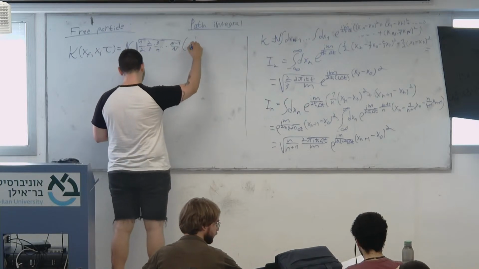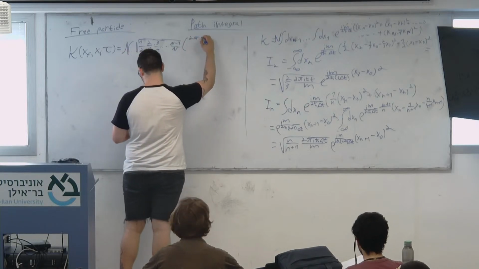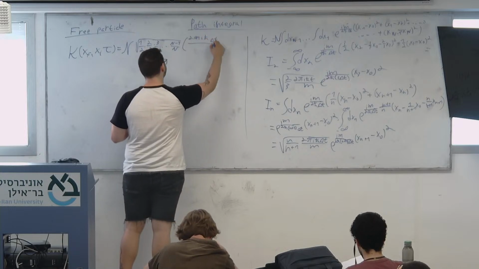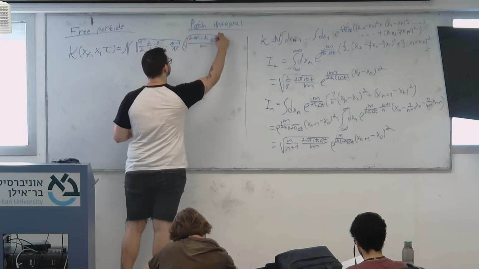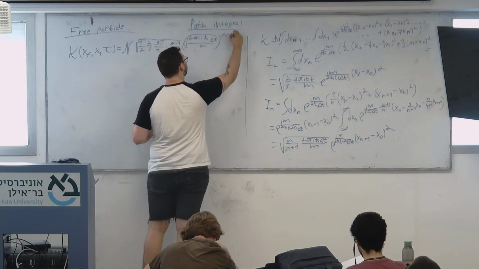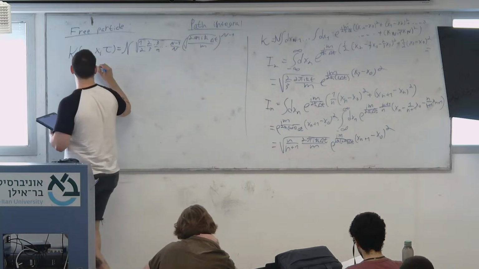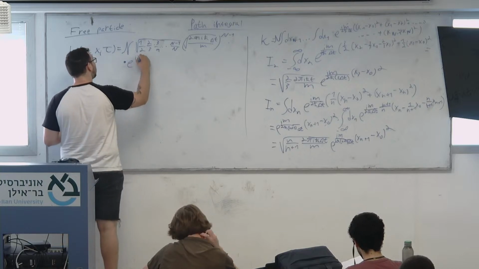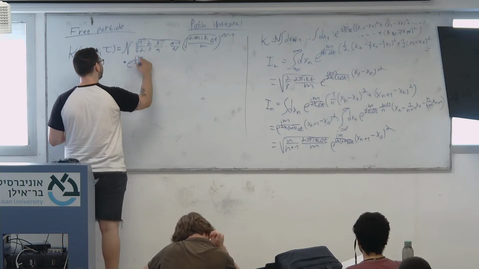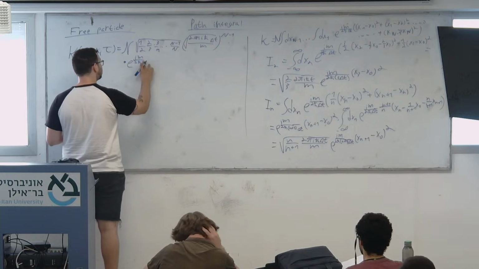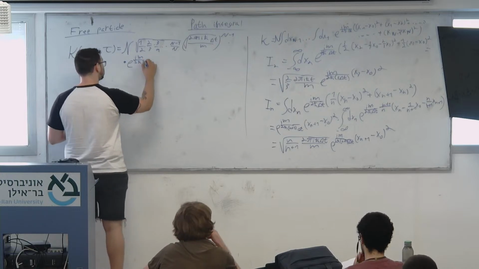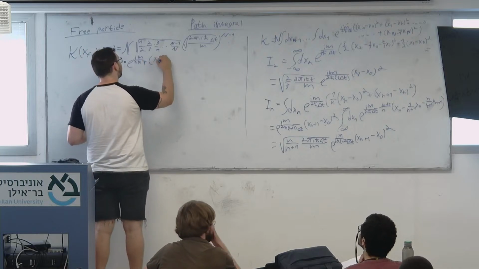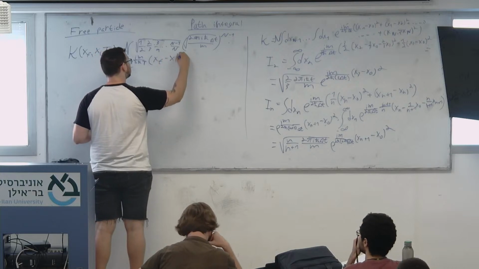Times 2 pi I h bar delta t divided by m, square root to the power of n minus 1. This times e to the I m over 2 h bar t, xf minus xi squared.